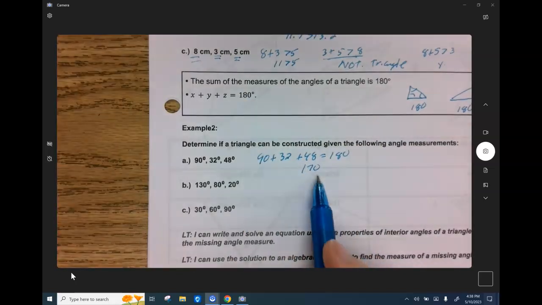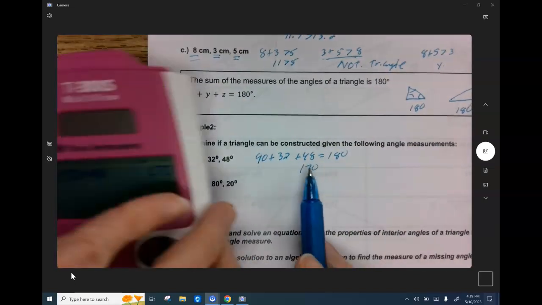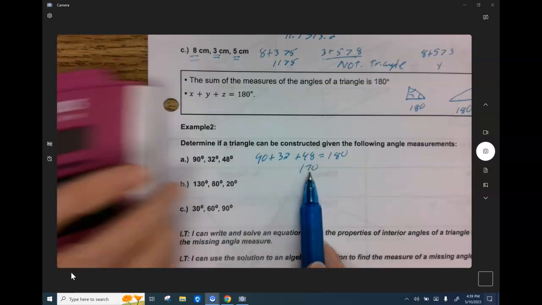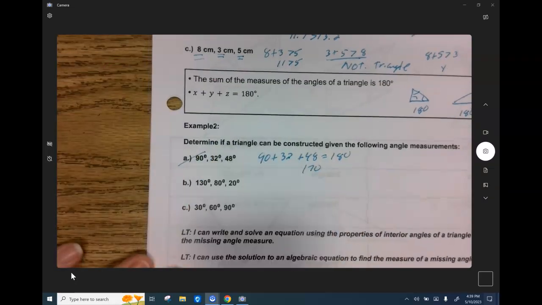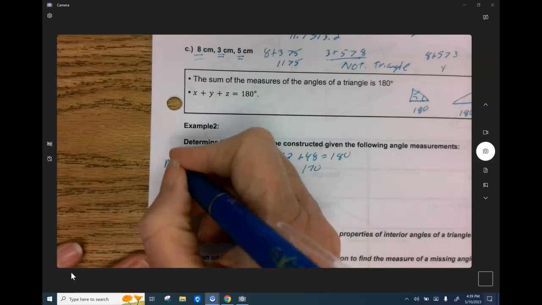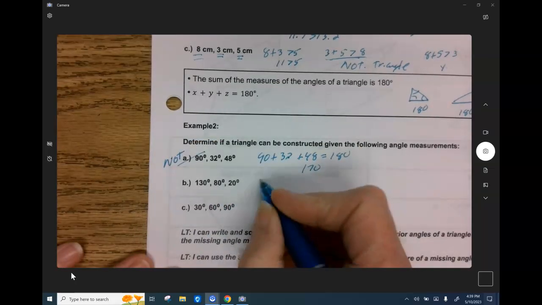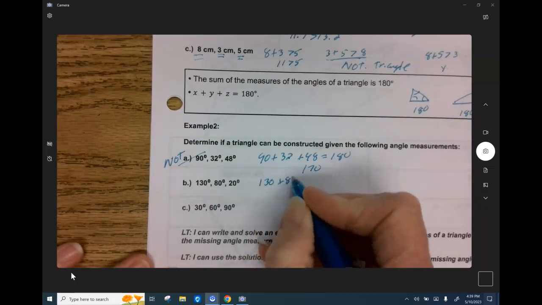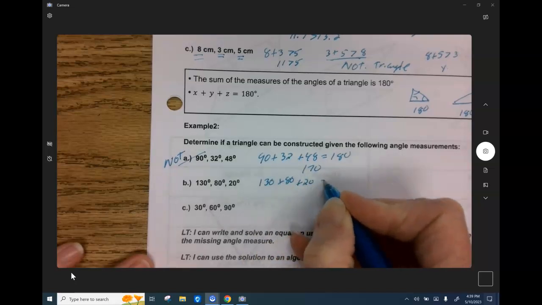Well, dang, that's not a triangle. If I added these right now, I'm going to double check because we know that I sometimes know. That's 170. That is not a triangle. Not a triangle. Okay, now we're going to do 130 plus 80. I think I already know an answer.